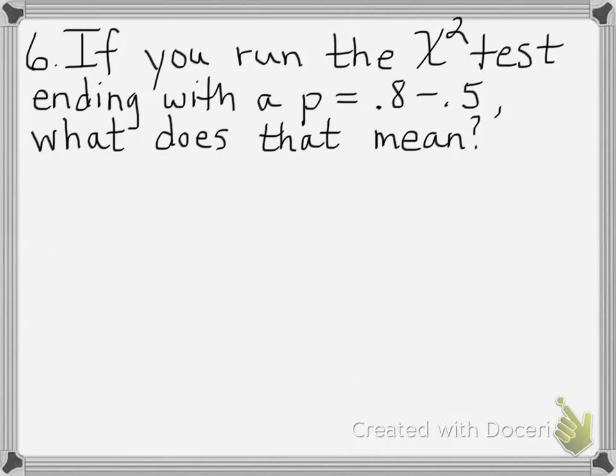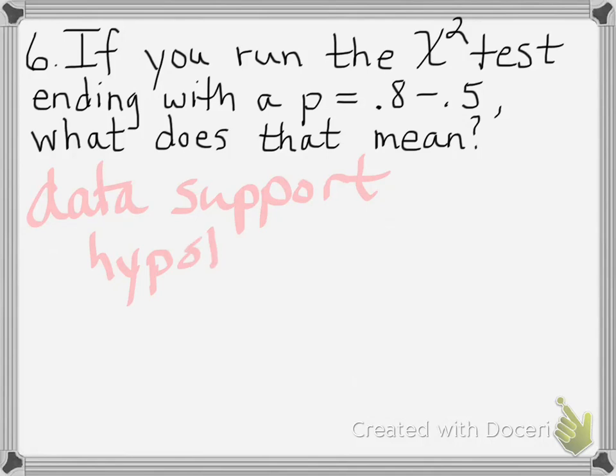Let's say you run the chi-square test and you end up with a probability between 0.8 and 0.5. Everybody look at 0.8 and 0.5. Your chi-square value came up between 0.8 and 0.5. Does that mean your data support the hypothesis or does not? Yes, it does. That's a pretty good chi-square right there. So you're happy.